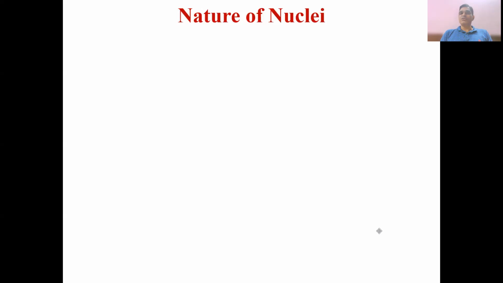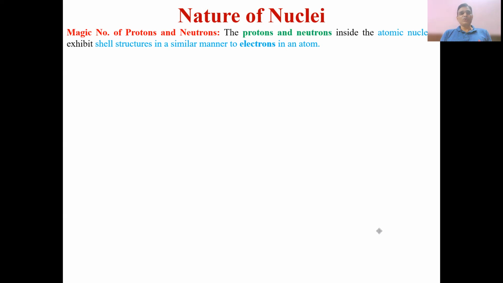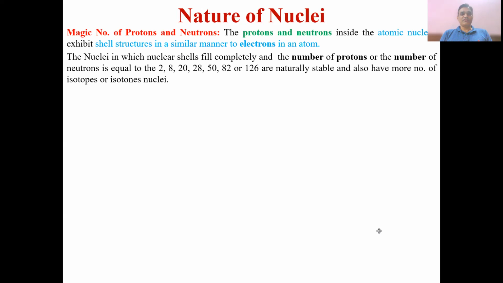Now we will discuss the nature of the nuclei. The nuclei may be stable, the nuclei may be unstable. On that basis, first of all, we will discuss the magic numbers of protons and neutrons. So the protons and neutrons inside the atomic nucleus exhibit a shell structure in the same way as the shell structure for the electrons, meaning the electronic energy levels which are present around the nucleus. Similarly, there are nuclear energy levels within the nucleus where the protons and neutrons are present, like that of the electrons.